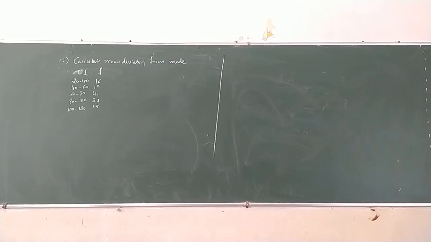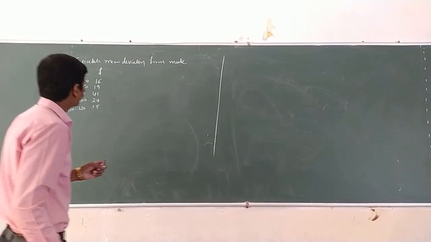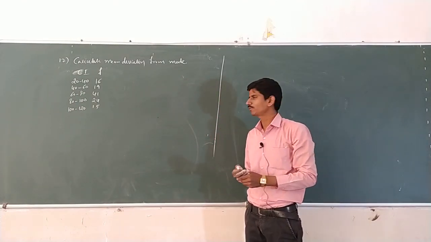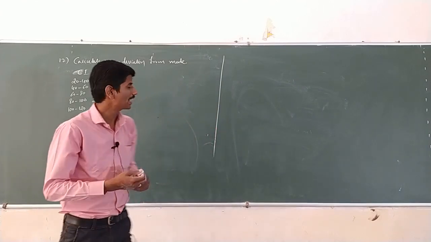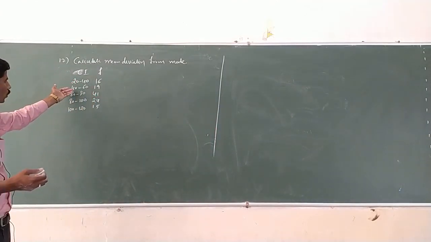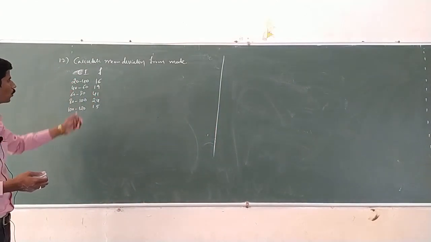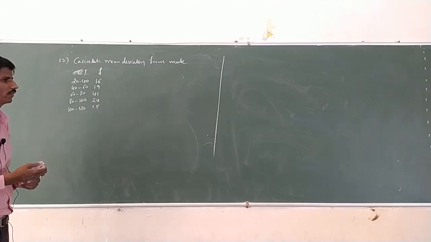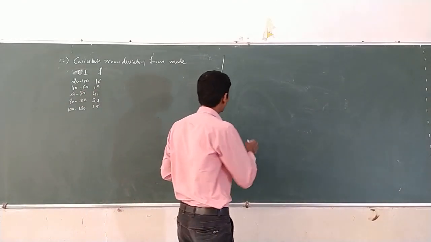Here the next problem, that is solved problem 17. Calculate mean deviation from mode. Here they are given class intervals with respect to frequencies. Class intervals are 20 to 40, 40 to 60, 60 to 80, 80 to 100, 100 to 120, with respect to frequencies 16, 19, 41, 24 and 15. Here you have to calculate mean deviation from mode.